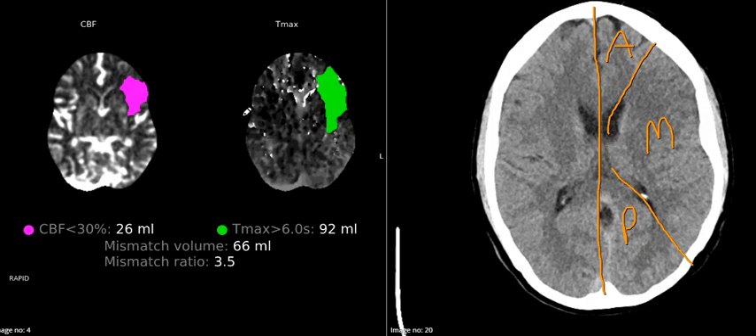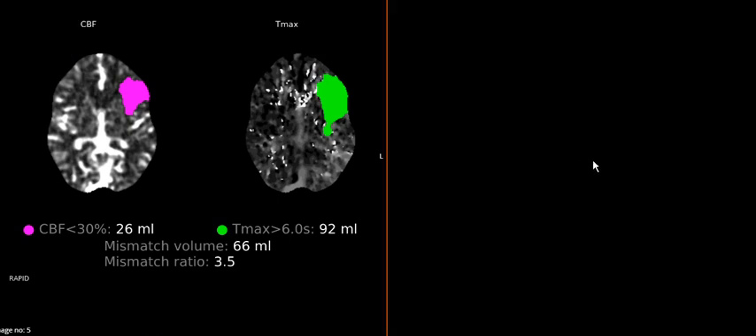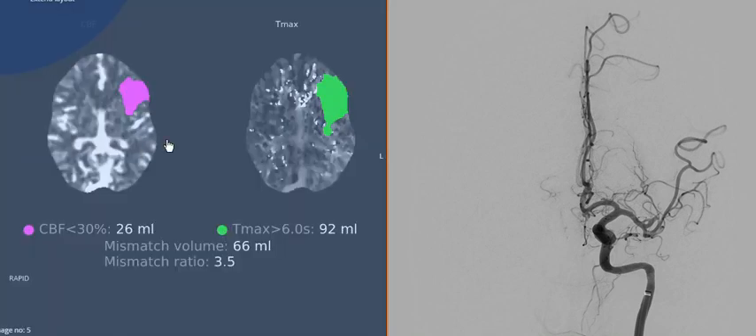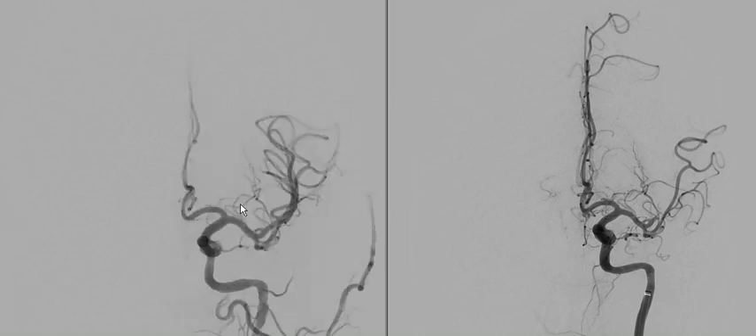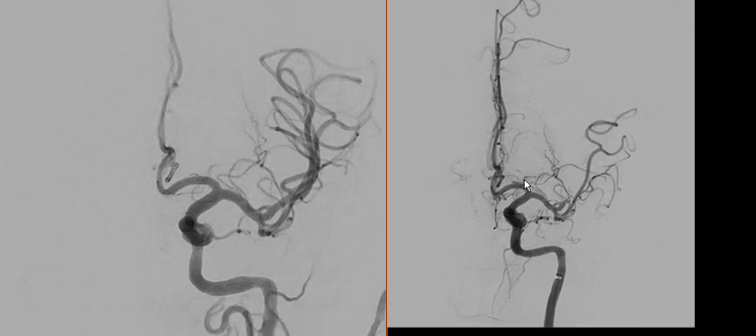So the person proceeded to endovascular clot retrieval. And this will be the before shot. And this will be the after. Just enlarge these a bit. Bring them a bit closer together.